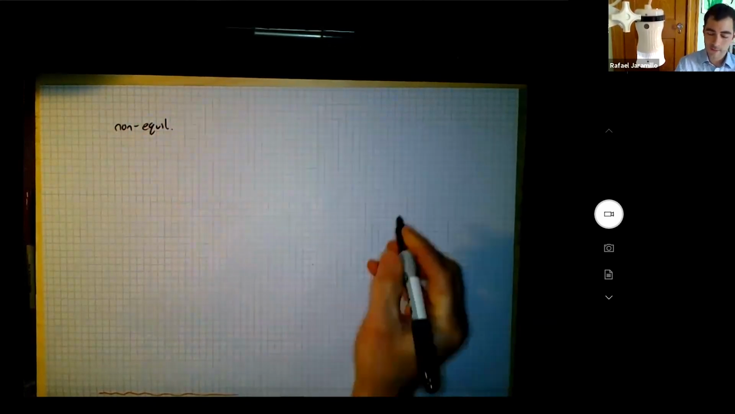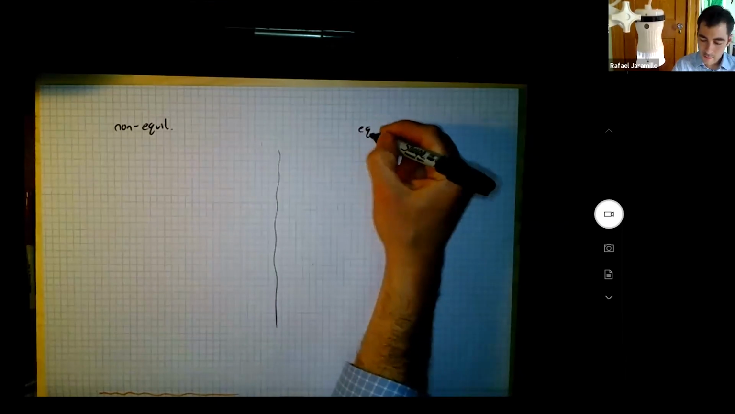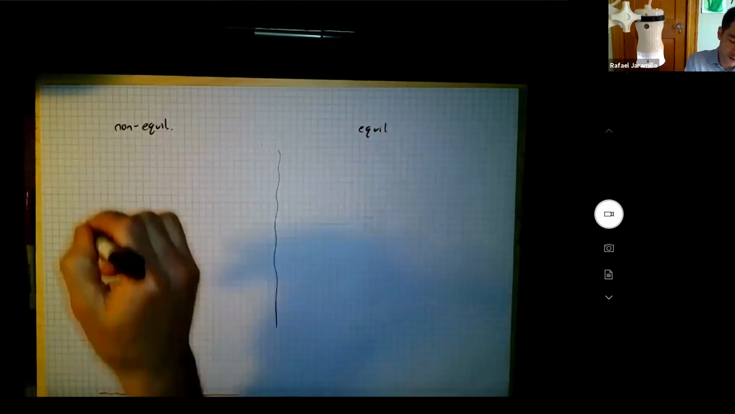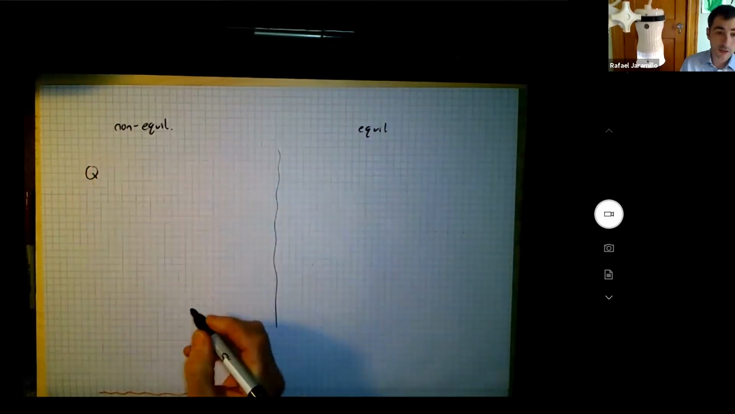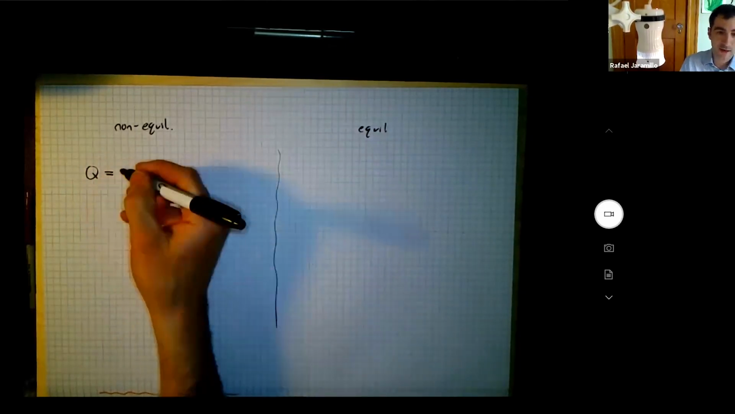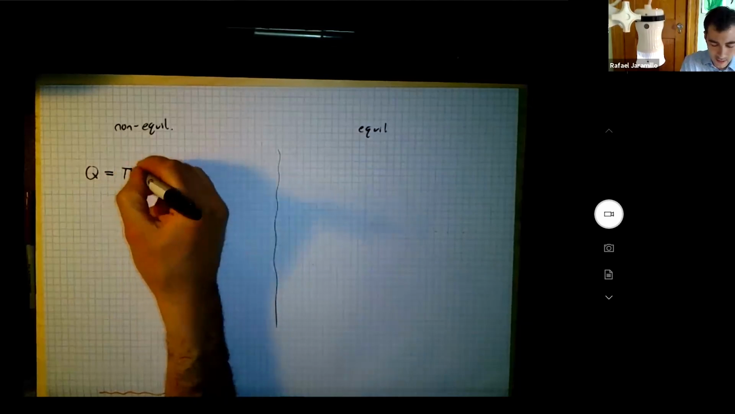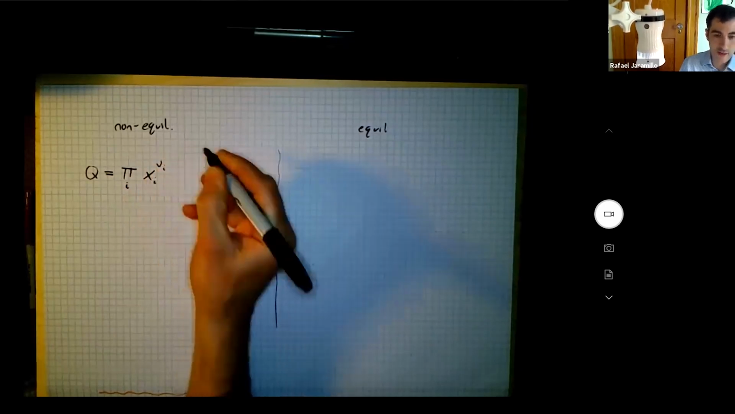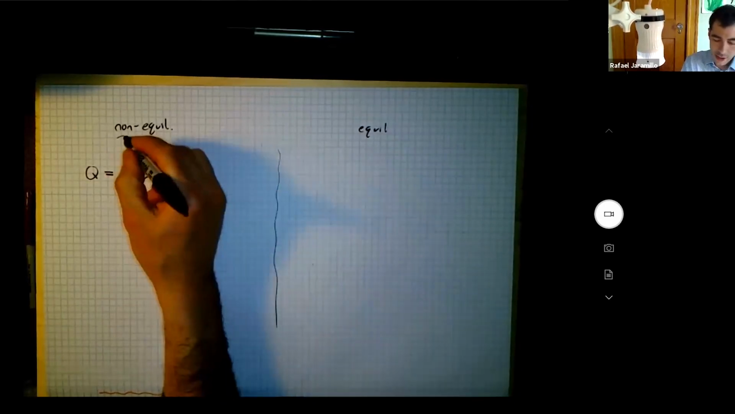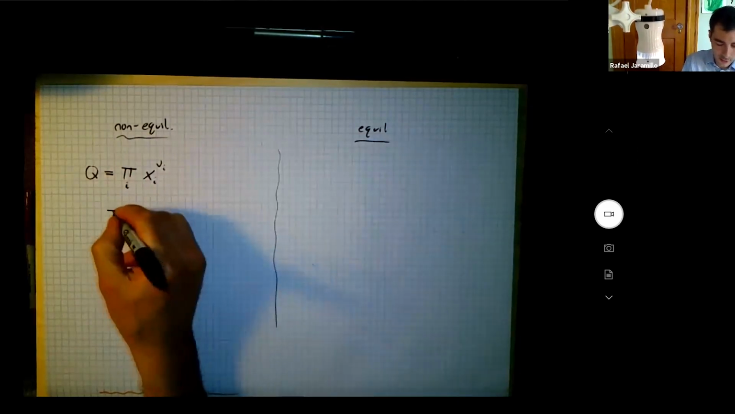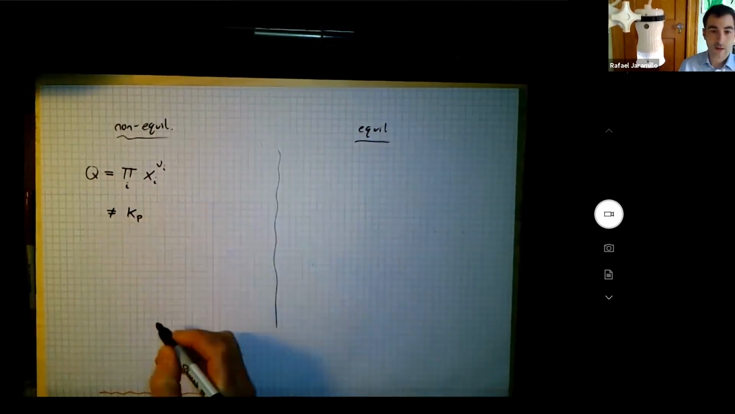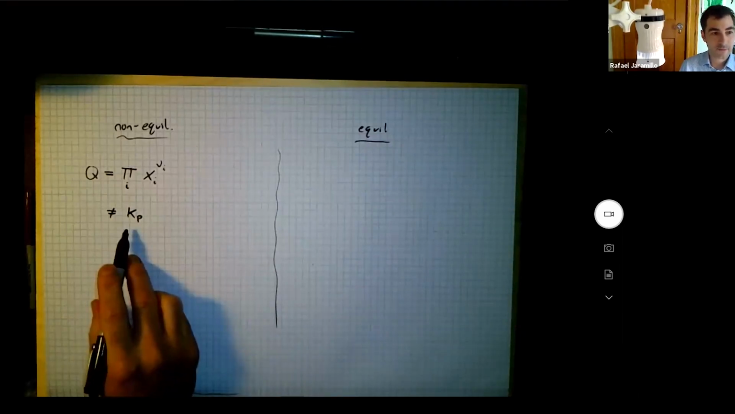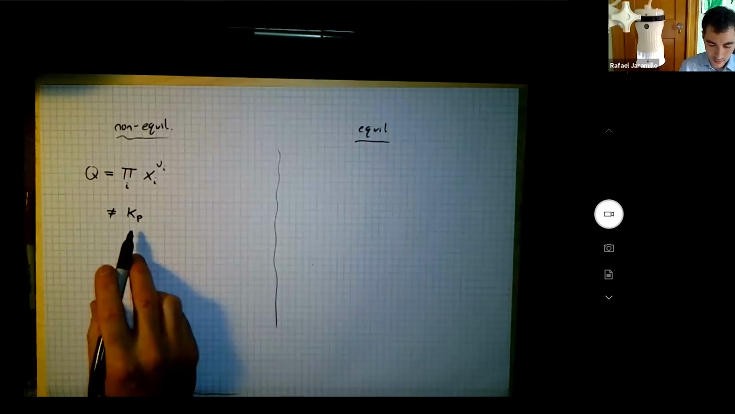Let's imagine non-equilibrium and equilibrium. Out of equilibrium, there's something called the reaction quotient, sometimes written as reaction constant. It has different forms, but it's the same thing as a reaction constant. But in general, it's not equal to its equilibrium value. So let's see what that means.